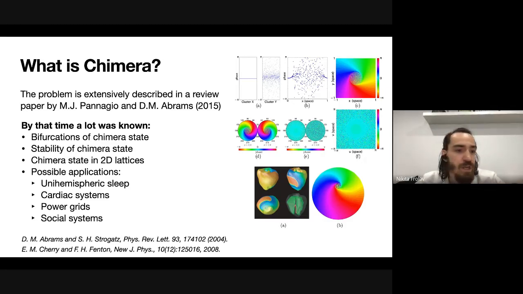What is known by this time: a lot of researchers provided bifurcation analysis of the chimera state. They studied all the bifurcations lying behind this phenomenon. The stability of the chimera state was also explored. Chimeras in various topologies, and the possible applications uncovered by this time, include unihemispheric sleep of various animals like dolphins.